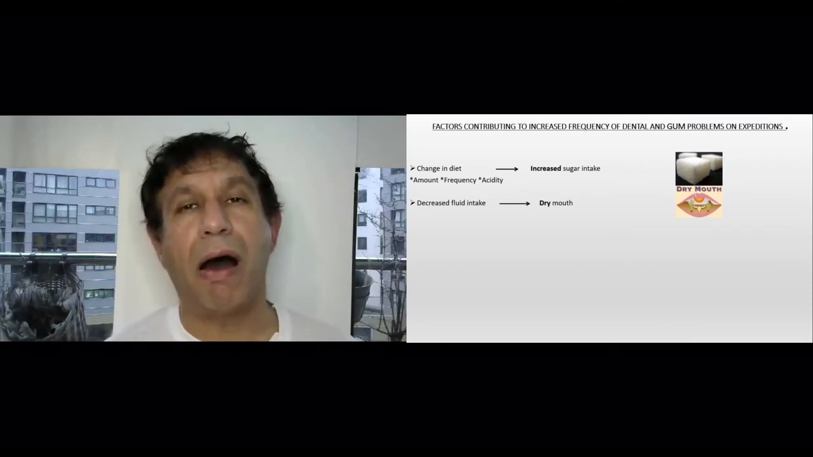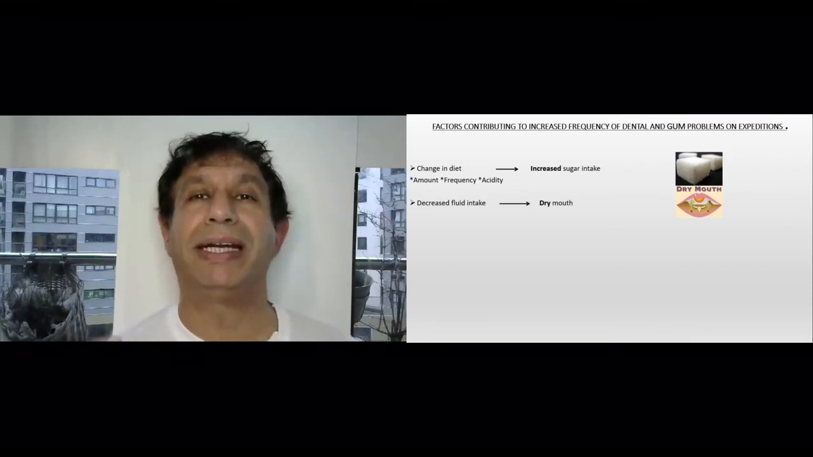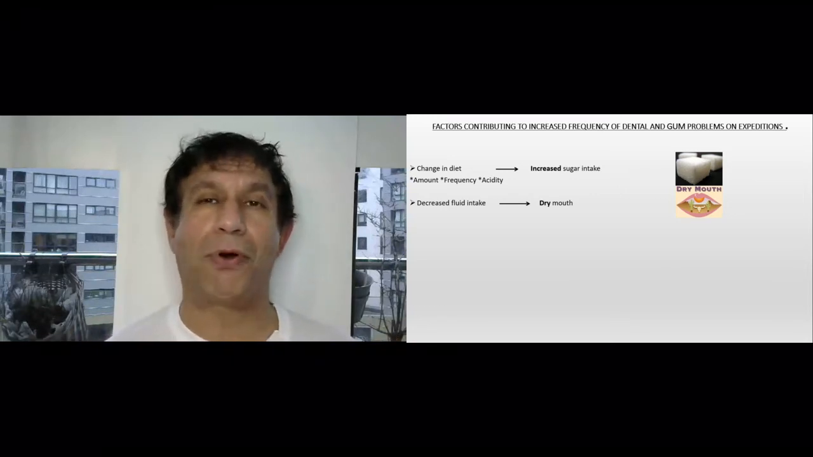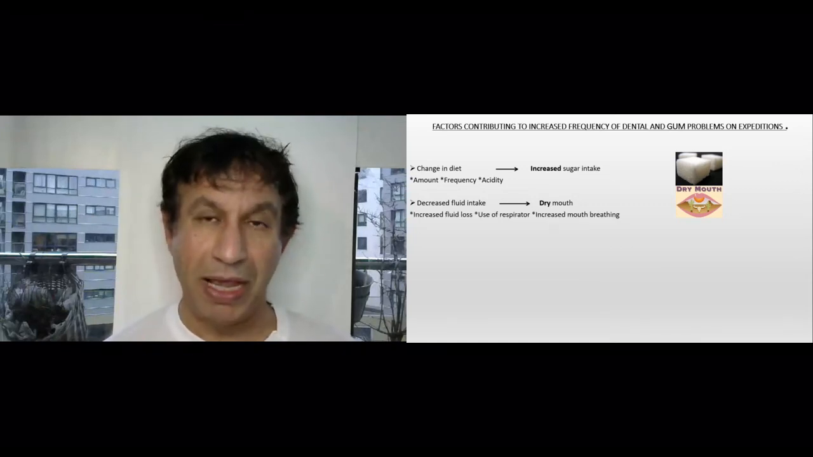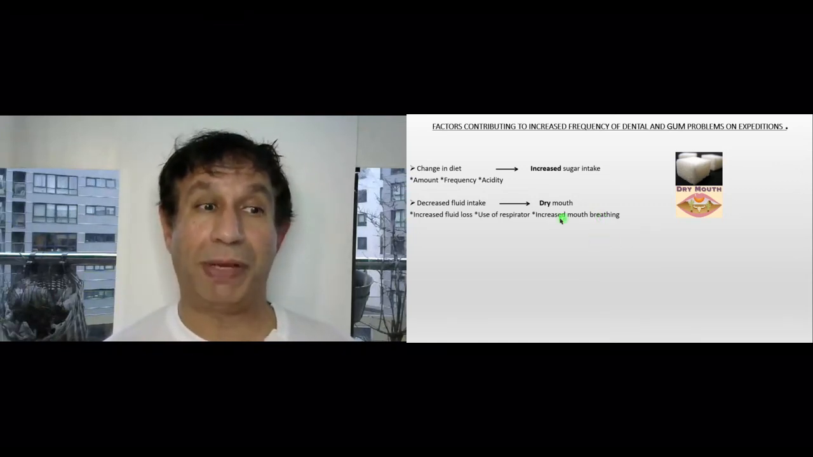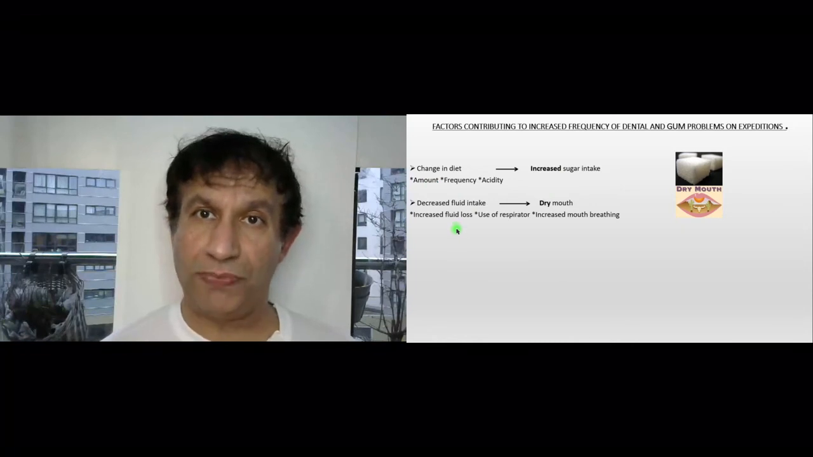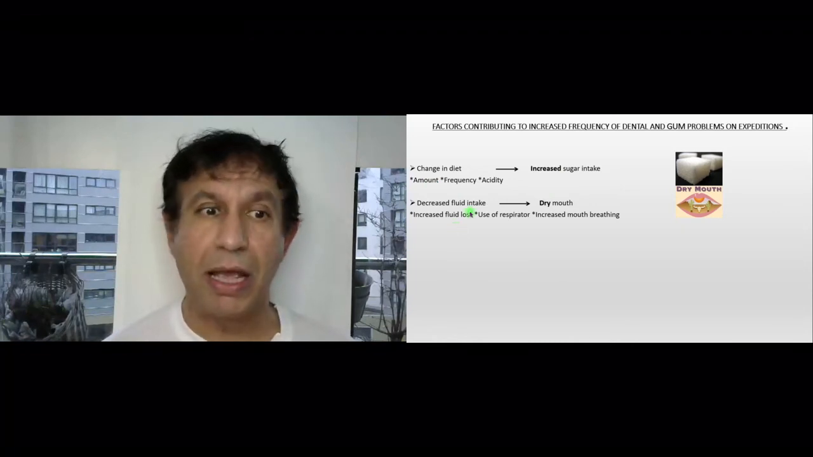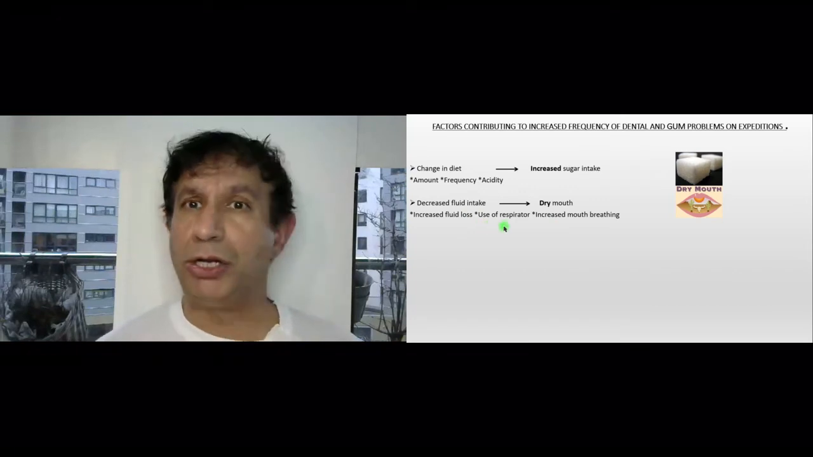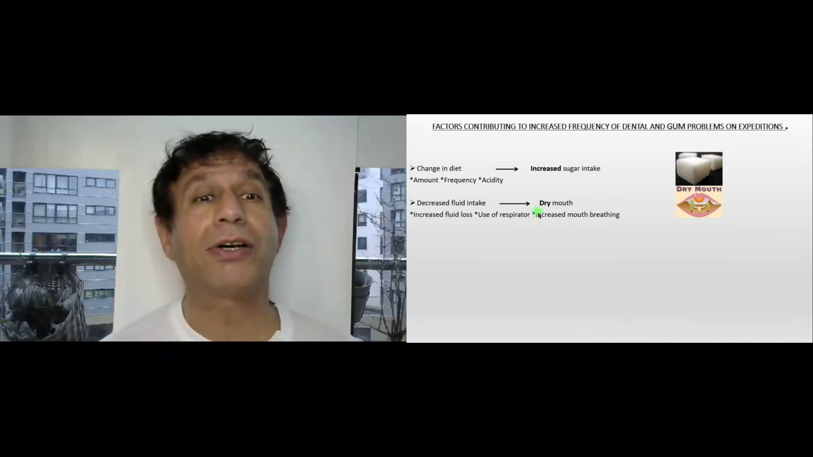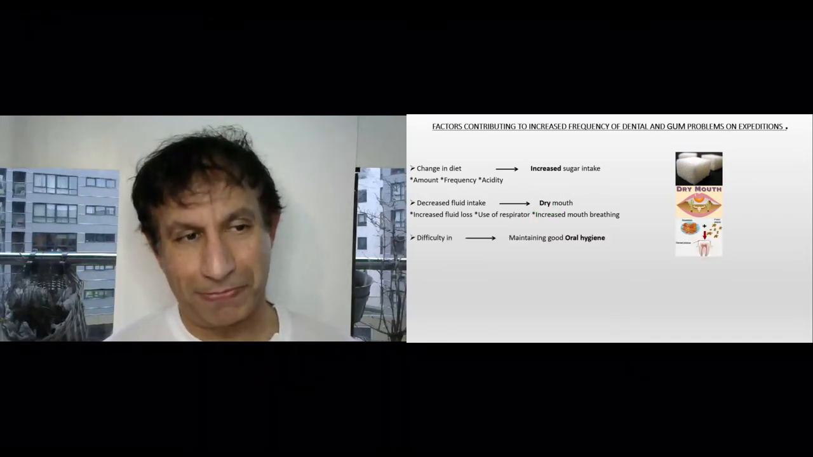Simultaneously, it's quite hard to keep up with our fluid intake. So therefore, we have a problem of a dry mouth. Now, this dry mouth is caused because we are unable to keep up with the fluid intake. We have increased fluid loss. This may be due to various reasons. We may be using a respirator in high altitude climbing. Due to increased exertion, there is increased mouth breathing, further contributing to the dry mouth.